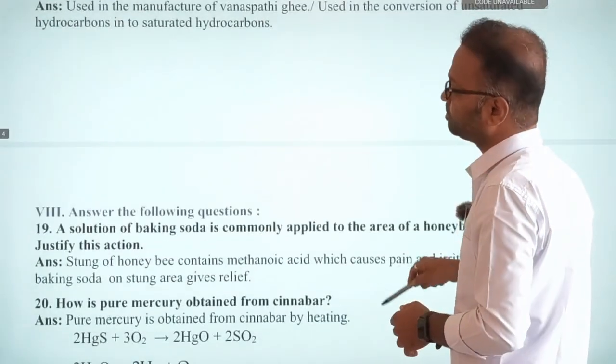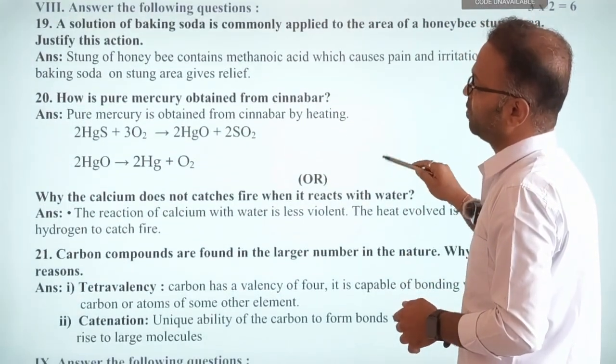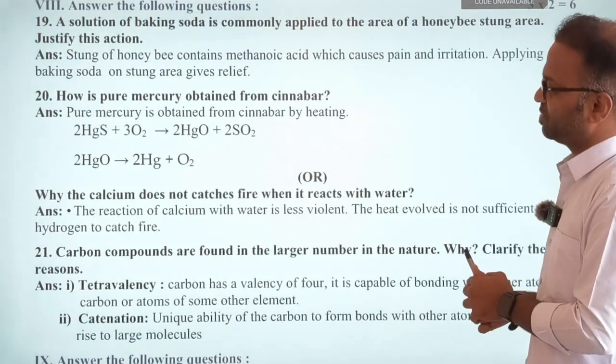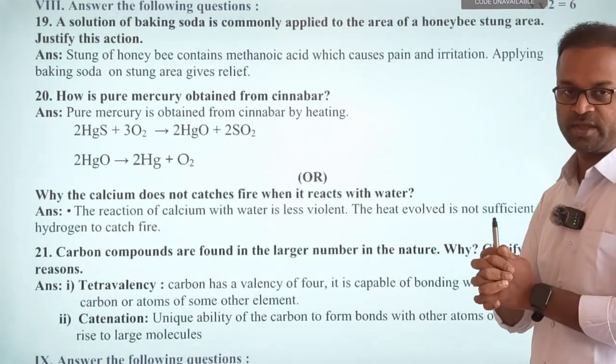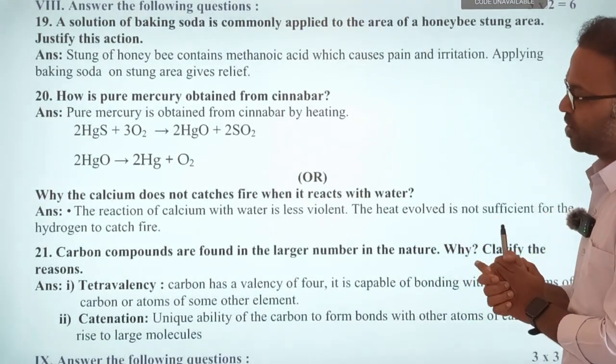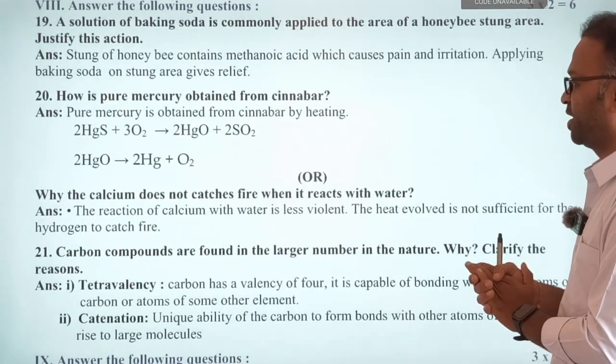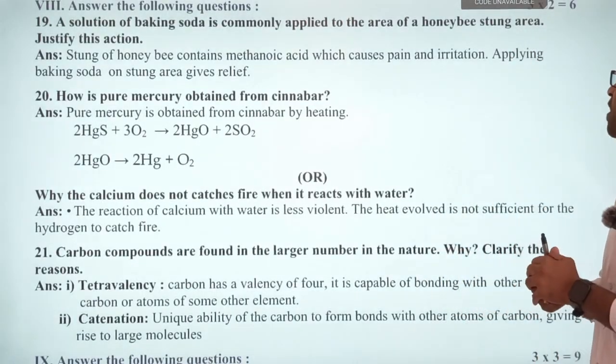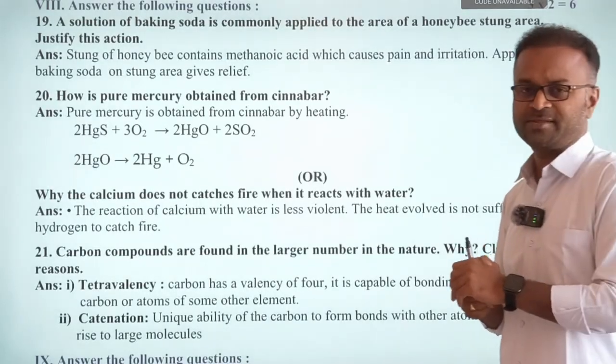The next one is the 2 marks questions. 3 questions are there. Each question will carry 2 marks. That is the 19th, 20th and 21st. So let us try to understand. The solution of baking soda is commonly applied to the honeybee stung area. Justify this action. Very simple.